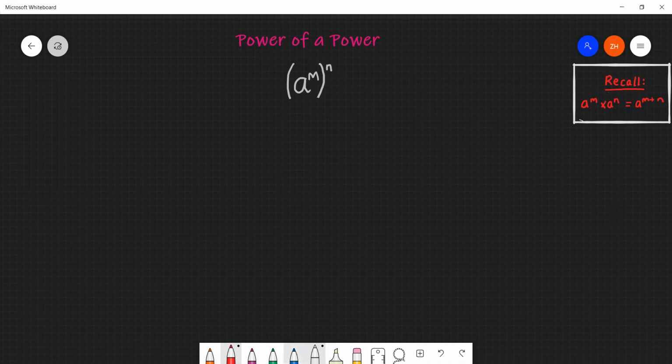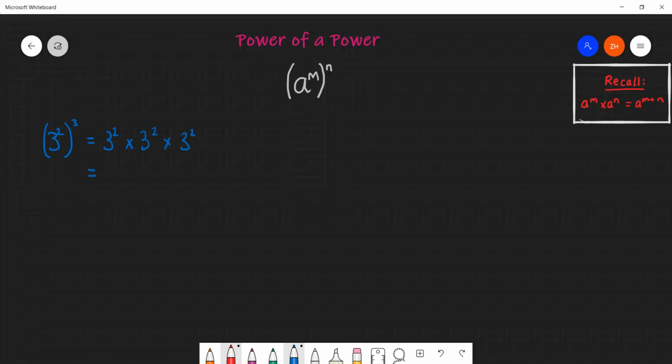So the first example we will look at is 3 squared, and we're going to raise that to the power of 3. So if we break down what this means, 3 squared in the brackets is being raised to the power of 3. So everything in that bracket is going to be multiplied by itself 3 times. So in other words, we're going to do 3 squared times 3 squared times 3 squared.